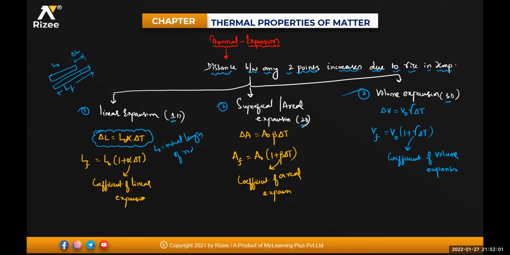Before expanding, the length of the rod is L naught. When you heat it, it increases to L final. And the increase is represented by delta L. Say initial is 50 centimeters and final is 60 centimeters. What is the increase you will take? 60 minus 50, that is 10 centimeters, is your increase in the length. Clear? Can I rub this one?